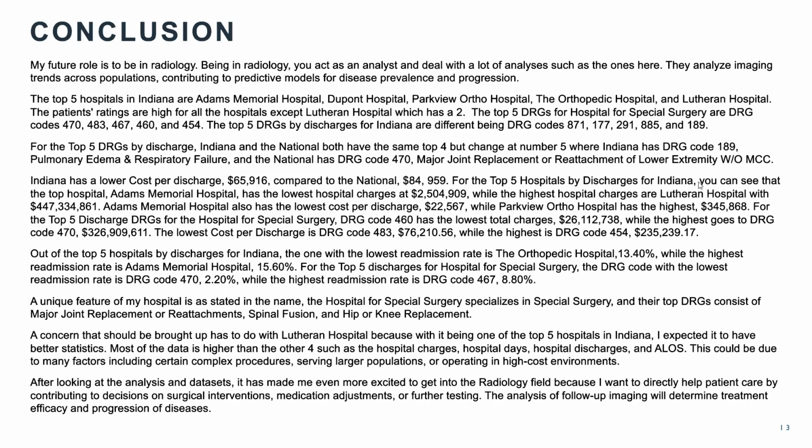For the top 5 DRGs by discharge, Indiana and the National both have the same top 4, but change at number 5, where Indiana has DRG code 189, pulmonary edema and respiratory failure, and the National has DRG code 470, major joint replacement or reattachment of lower extremity without MCC. Indiana has a lower cost per discharge compared to the National.